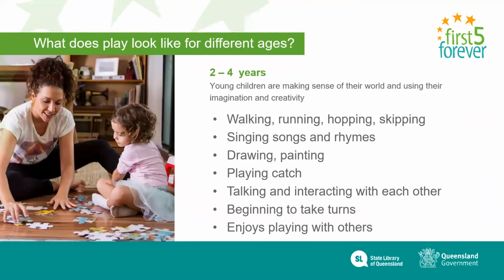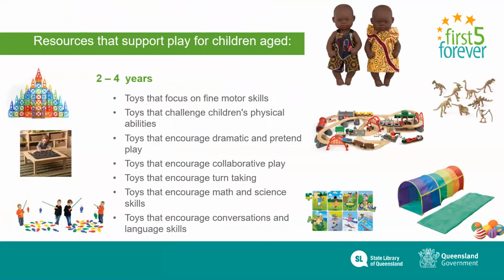So what does play look like for 2 to 4 year olds? So they're testing their physical abilities. They're walking, they're running, they might be hopping or skipping. They're singing songs and rhymes. Their fine motor has improved. So they're drawing, they're painting, they're playing catch, they're talking and interacting with others. They're beginning to take turns, and they're enjoying playing with others, especially children their age.